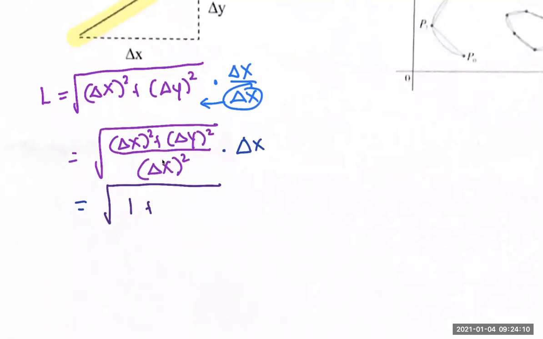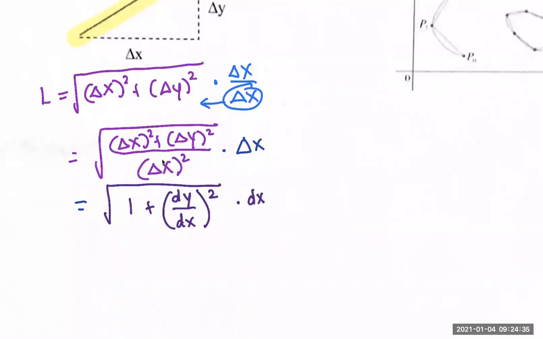So 1 plus, and then instead of change in y and change of x, we're going to switch over to another notation for differentials, which is dy. So change of y is the same thing as dy. Change of x is the same thing as dx, quantity squared. And then on the outside, we'd have times dx. Okay, so that formula now, we have dy dx.